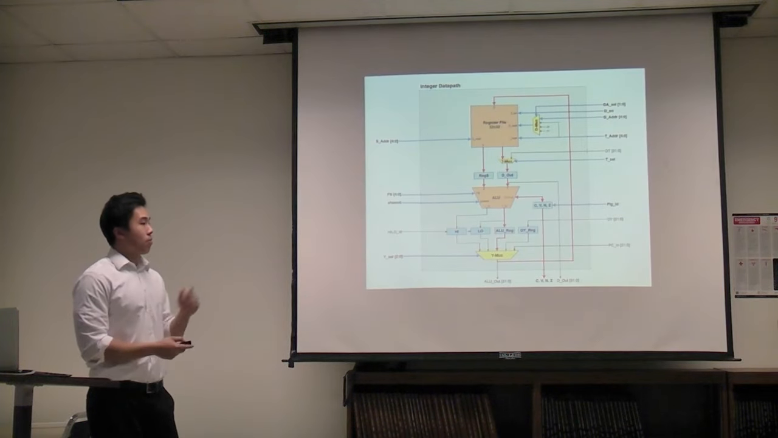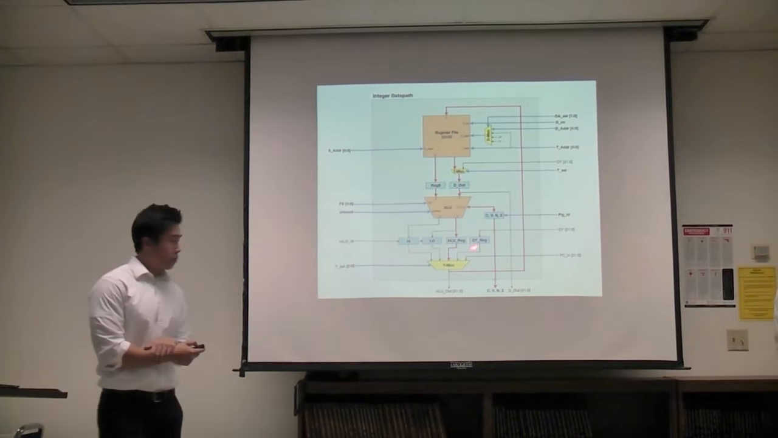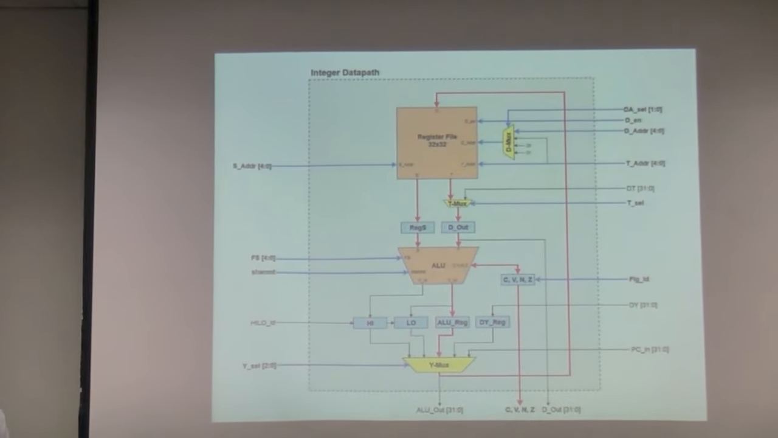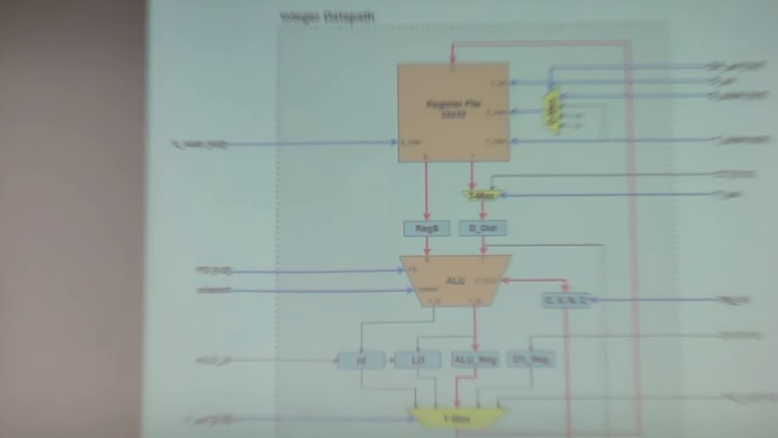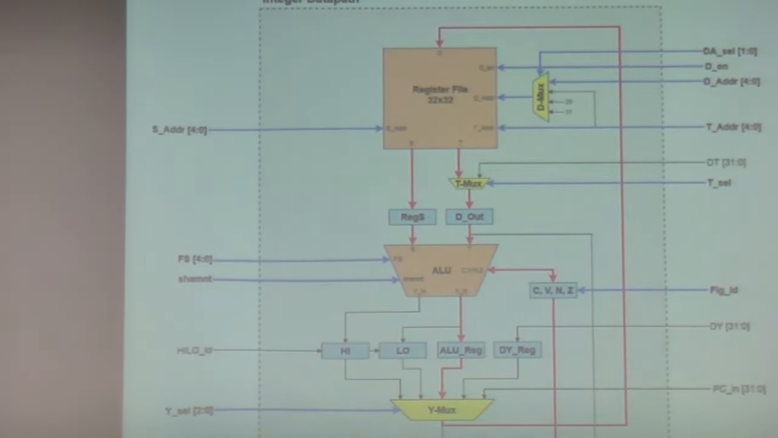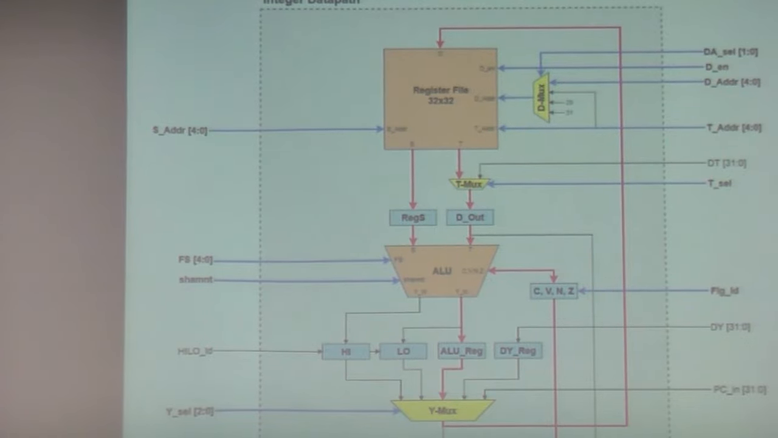So here we have a basic diagram of how the rotate right operation occurs. It's very similar to a normal R-type operation. It uses all the same already instantiated multiplexers, registers, and everything. However, it just adds additional functionality to the already instantiated ALU to allow for the customized shifting.